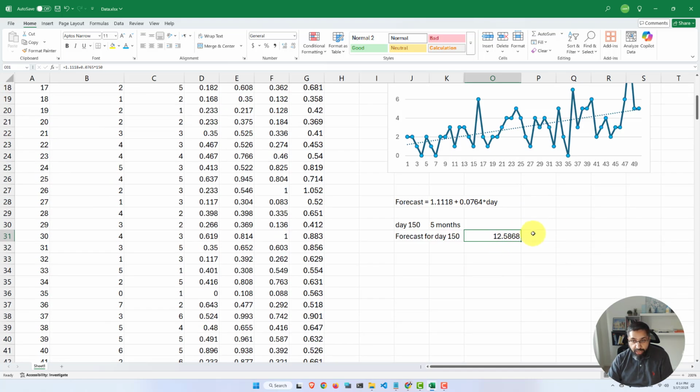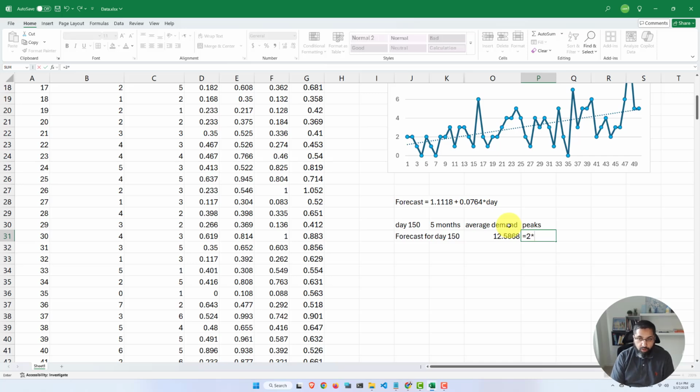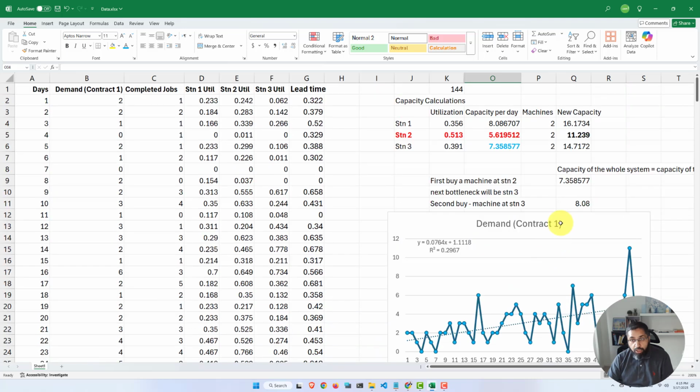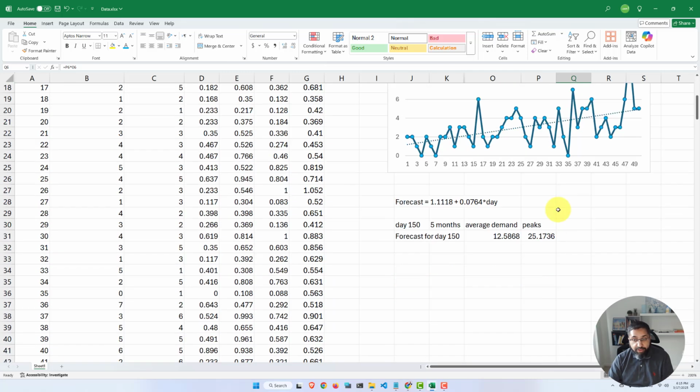So if this is the average demand, the peaks can go as much, double that almost, go up to 25. Okay, so we need to buy a third machine. If you buy a third machine here, then your system capacity would be 14.7. That's above 12, so maybe that's fine.